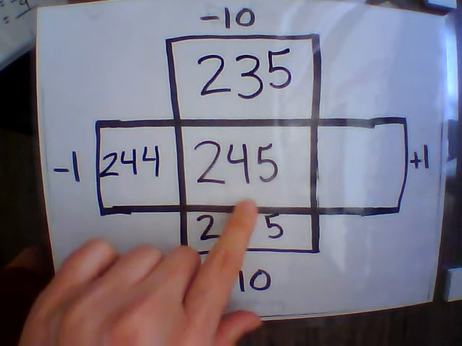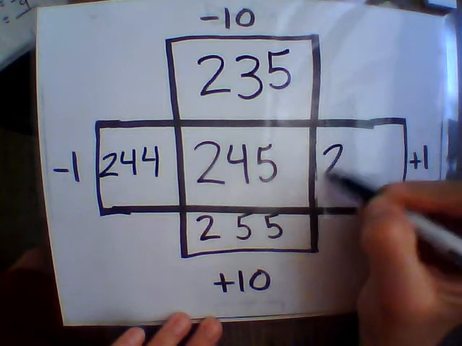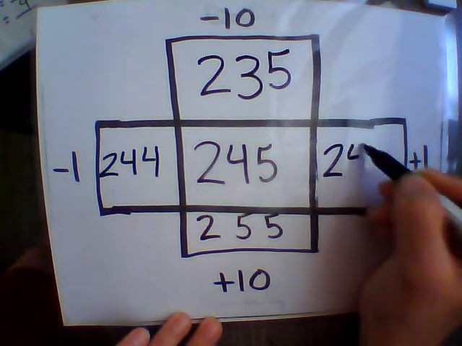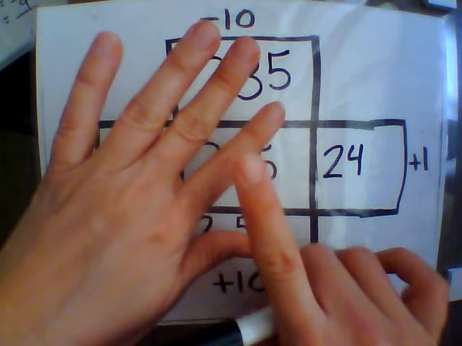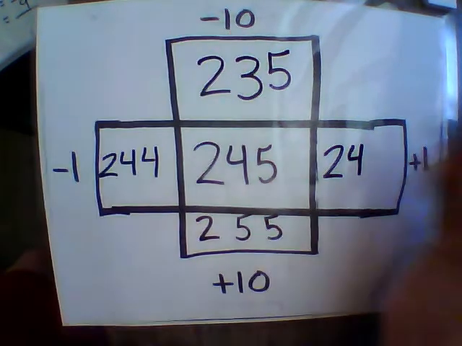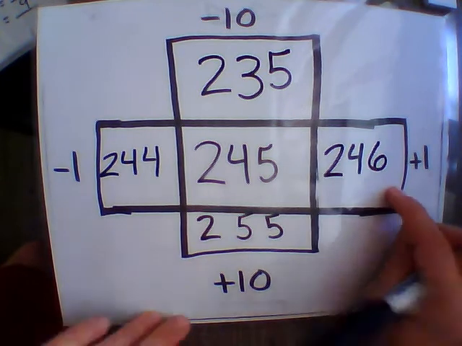Now we're going to do 245 plus 1. So once again, the hundreds stay the same. The tens stay the same. So we have 5 ones, and we add another 1, and we have 6 ones. So 246.